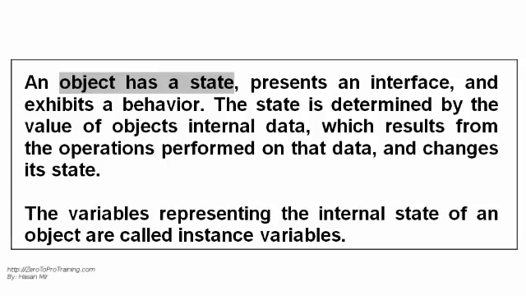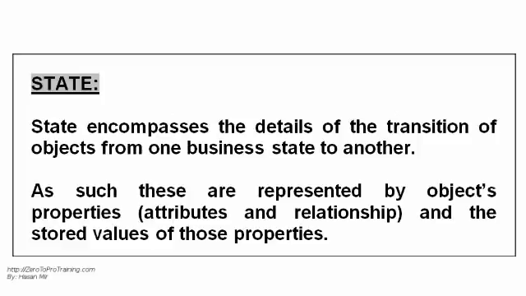Next, an object has a state, presents an interface, and exhibits a behavior. The state is determined by the value of the object's internal data, which results from the operations performed on that data, and changes its state. The variables representing the internal state of an object are called instance variables. Next, state encompasses the details of the transition of objects from one business state to another. As such, these are represented by objects' properties, attributes and relationships, and the stored values of those properties.